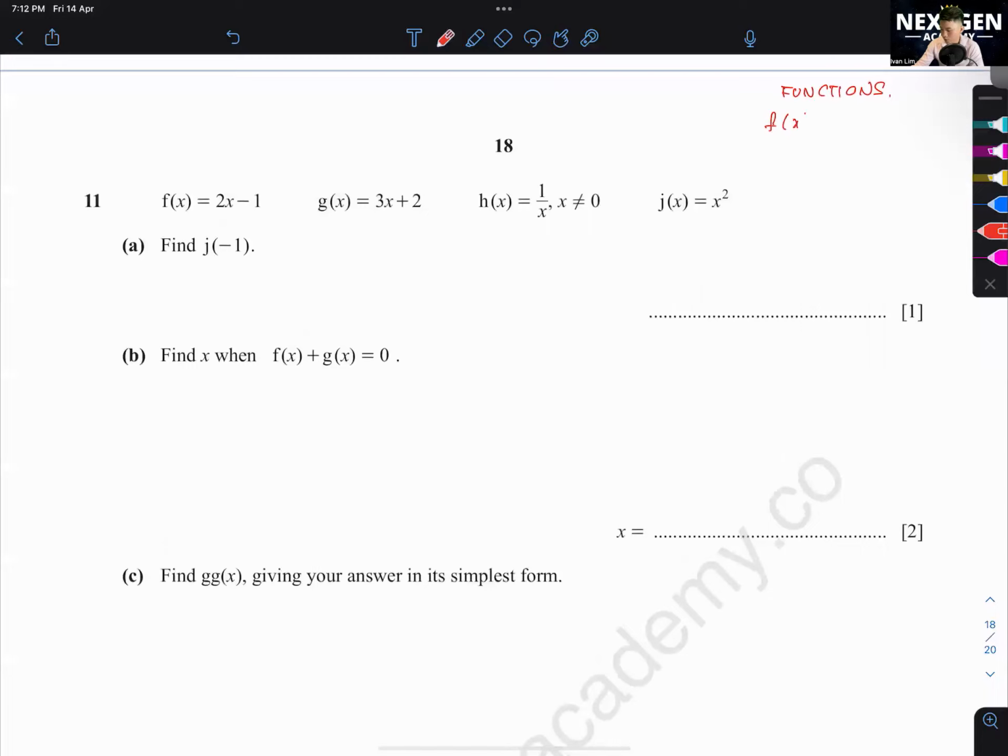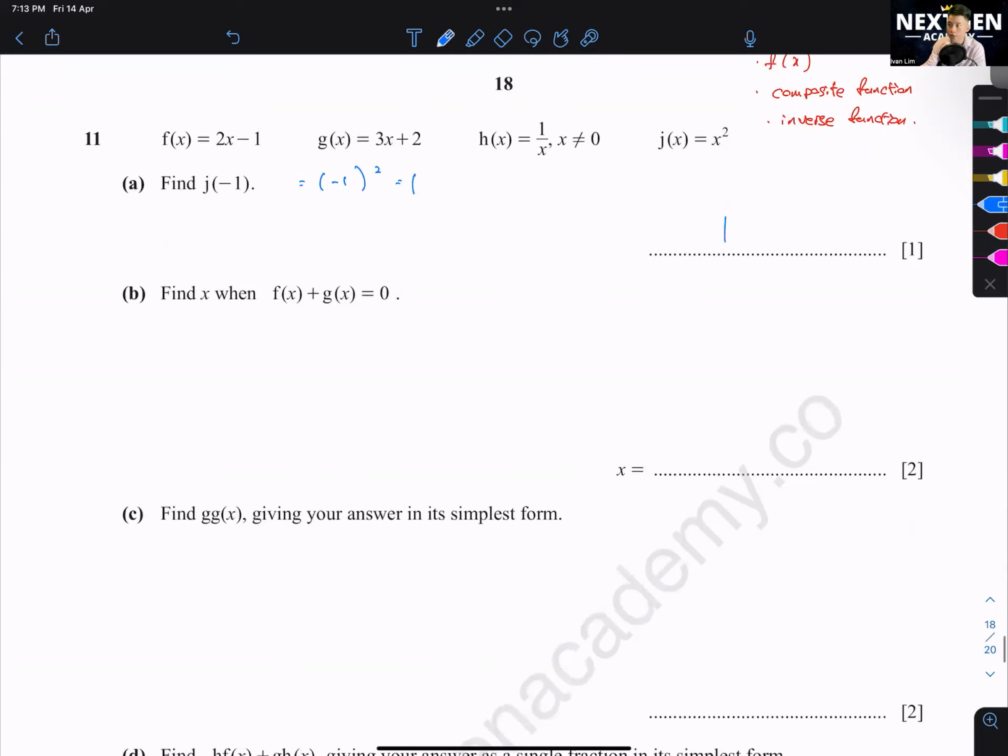See y'all. Okay, so first one is your typical fx, then composite function. Then inverse function. Make sure y'all know 3 things from here. Only 3 things. All right, first one, J -1. So you just need to sub in the -1 inside the x. So if it's -1 square, this will be equals to 1.